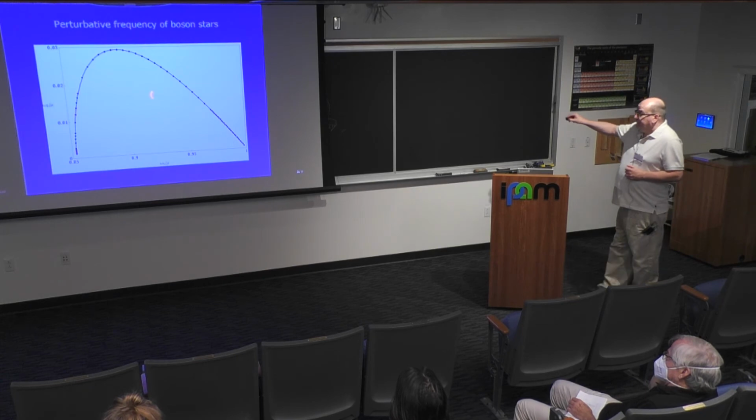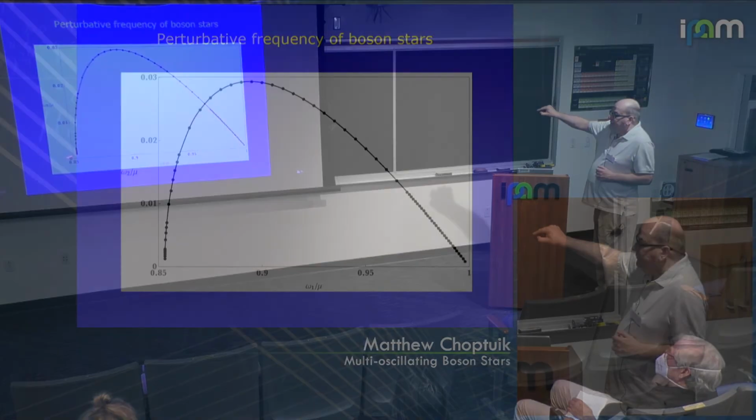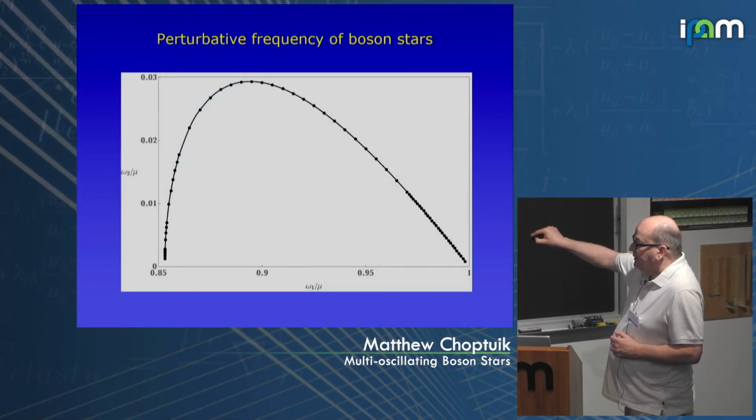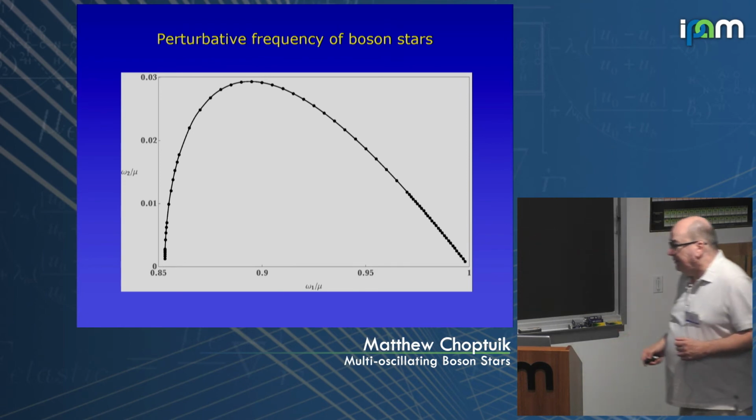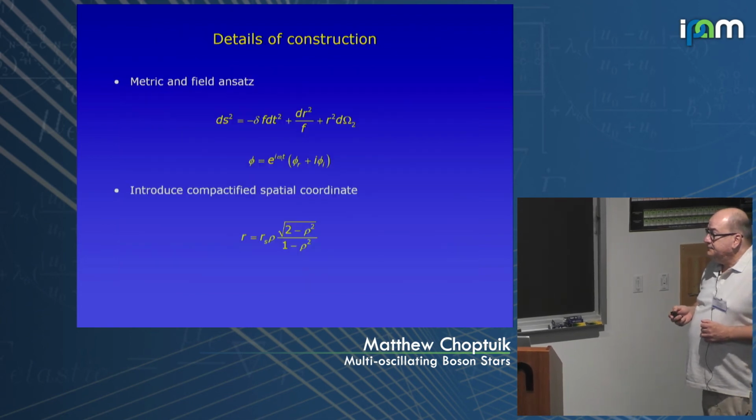And here's the perturbative frequency of the boson star. As you get towards 0.85, calculations to compute the frequency become more difficult, but this will go down and intersect the axis. And after that, you'll have a purely imaginary mode and instability.